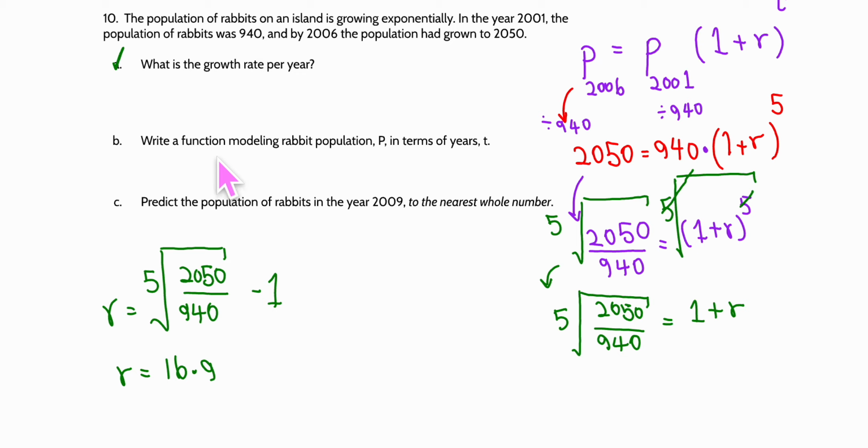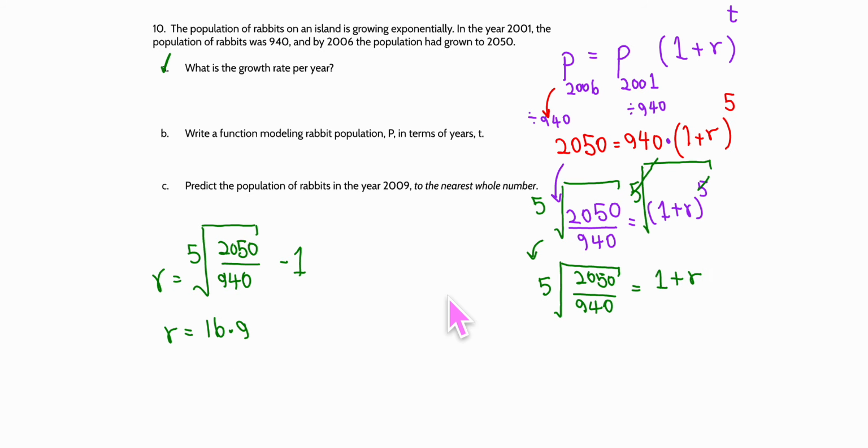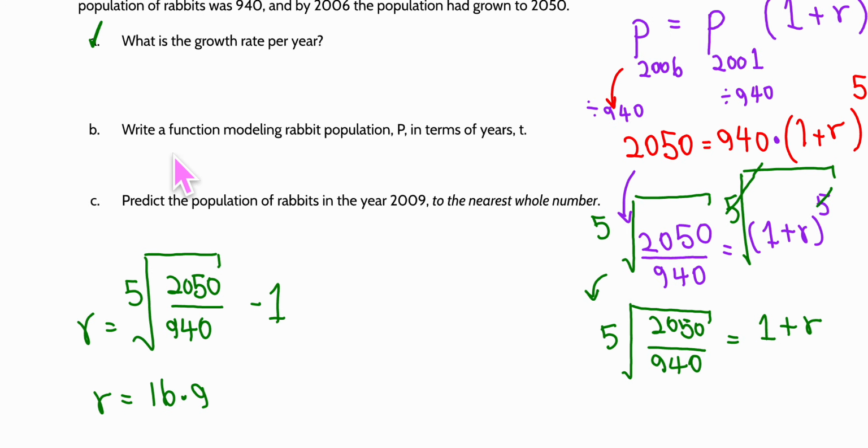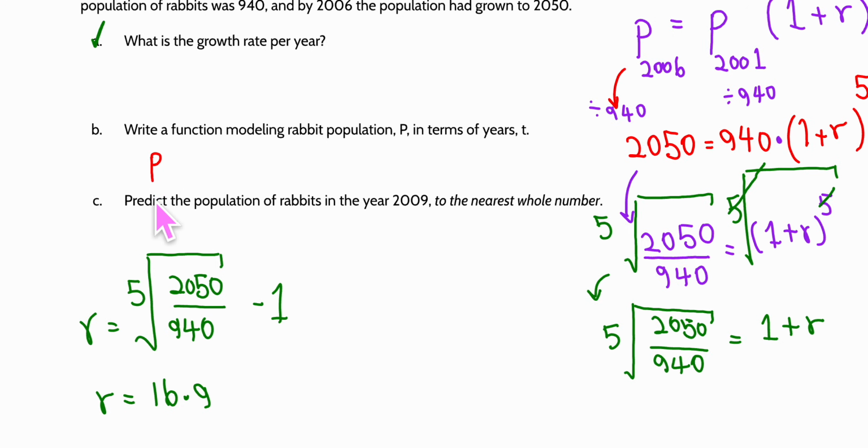is asking us to write a function modeling rabbit population P in terms of years T. Well, we can rely on the formula that we have been using so far, but we need to express it in terms of a function. We have to remember a function has an input, and we clearly show what the input is. Since the final outcome is P, or population, I probably should write it here. We start with that. We say population of the rabbits depends on the time that passes by, and that equals to, the rest is the same.